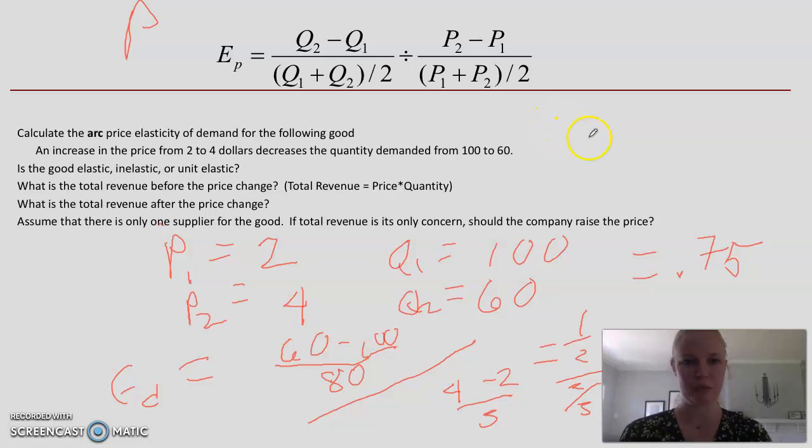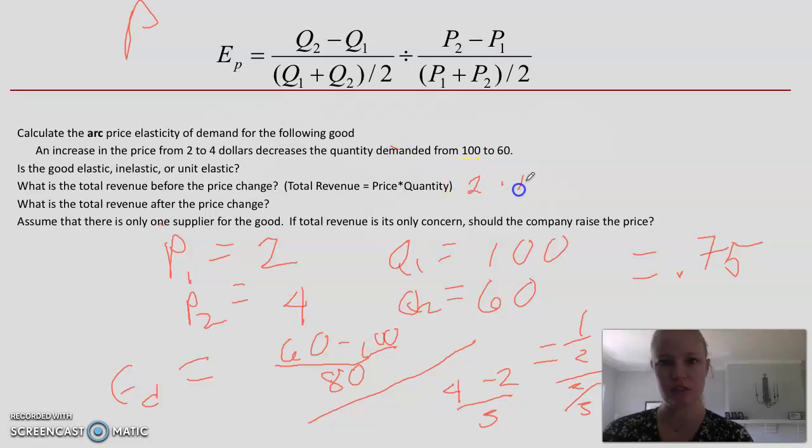Okay, so we're picking up where we left off with this example of an increase in price from $2 to $4 decreases quantity demanded from 100 to 60. We determined it's inelastic. So now what I want you guys to do is calculate the total revenue before and after the price change. So total revenue is just price times quantity.